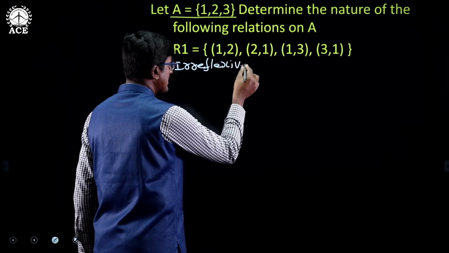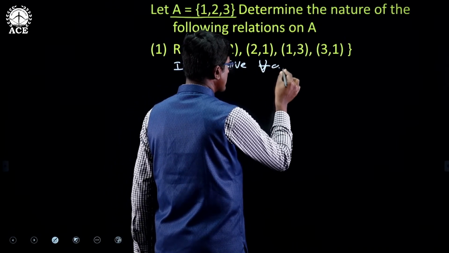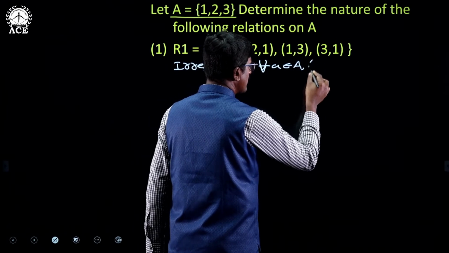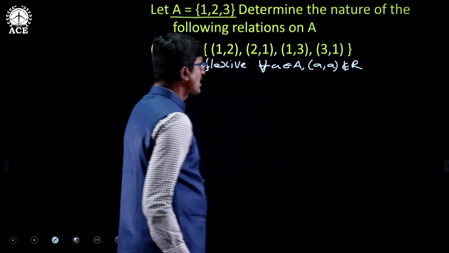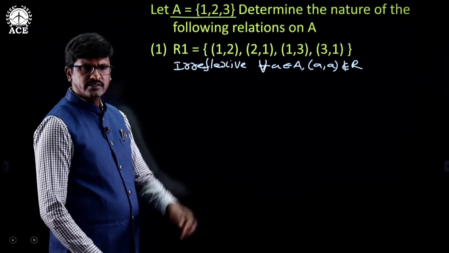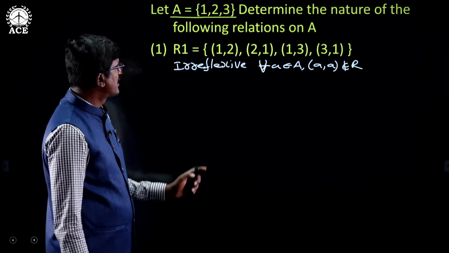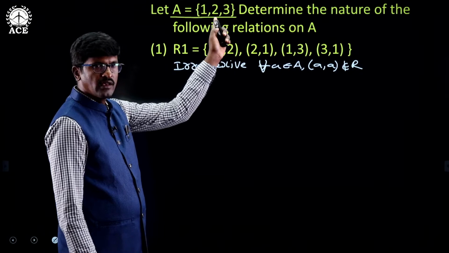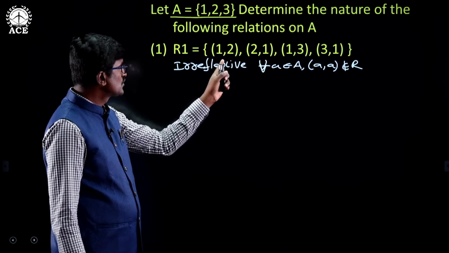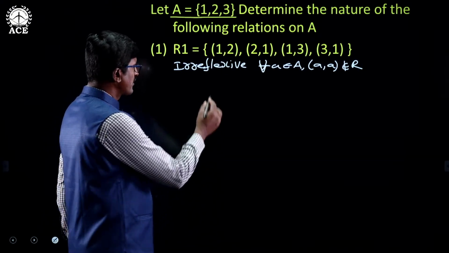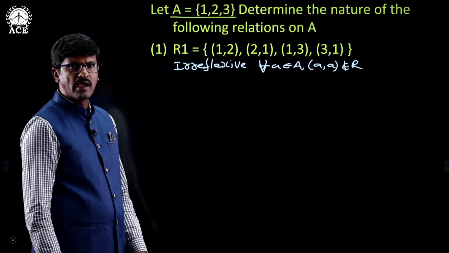Why is it irreflexive? Because for all a belonging to A, (a, a) does not belong to R. (1,1) is not there, (2,2) is not there, (3,3) is not there, and (4,4) is also not there. So (1,1), (2,2), (3,3) do not belong to the relation R1. Therefore, it is irreflexive: for every element, there is no mapping to itself.